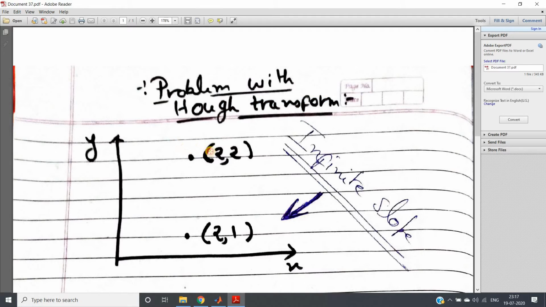Now suppose consider 2 disconnected edge points of our original image. One coordinate is (2,1), another one is (2,2). You can clearly understand the x coordinate is the same but the y coordinate is different, that means the connecting line of these 2 points is a vertical line having infinite slope, because from the fundamental concept of straight lines, a vertical line has infinite slope and a horizontal line has zero slope.